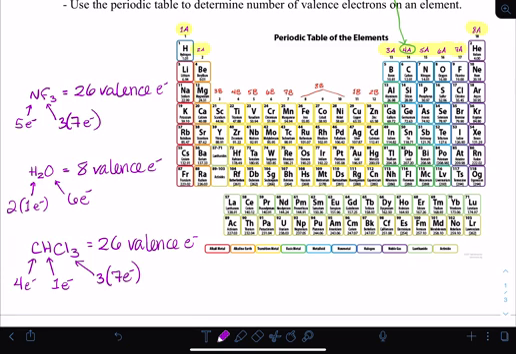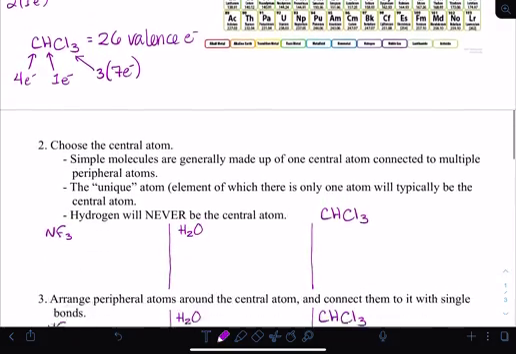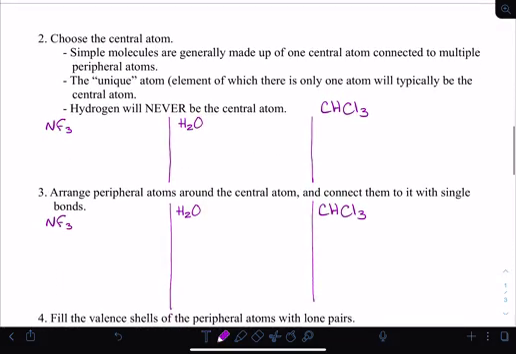So the next step in the process is to choose what we call the central atom. Simple molecules typically have one central atom connected to multiple peripheral atoms, or they're sometimes also called terminal atoms. There are a couple different ways you can choose it. For today, we're going to look for the unique atom, meaning whichever element there's only one atom of is usually the one that's going to go in the center. One thing to be aware of is that hydrogen will never be the central atom. So if you have only one hydrogen, even if it seems unique, it can never go in the center because it can never form more than one bond.